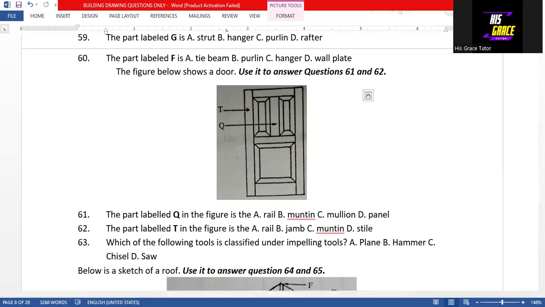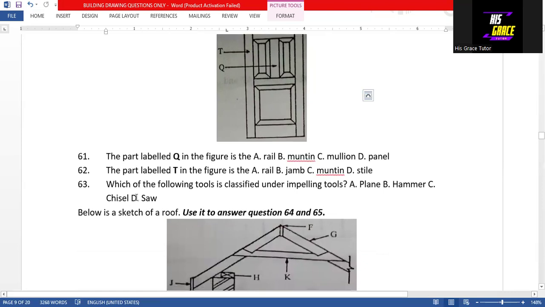That is option D is the answer to question 62. Question 63, which of the following tools is classified under impelling tools? The answer is option C. That is chisel is an impelling tool. So we use it to shape the wood.